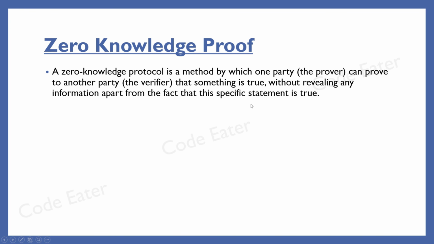I know this is mind-boggling, right? Like, what is this written here? The prover has to prove something without revealing any information apart from the specific statement is true. Oh, I know, it's confusing, right? But let me give you an example so that you can better understand this.